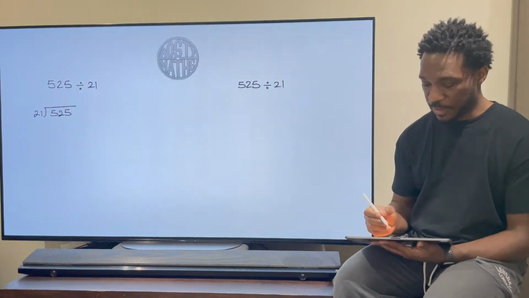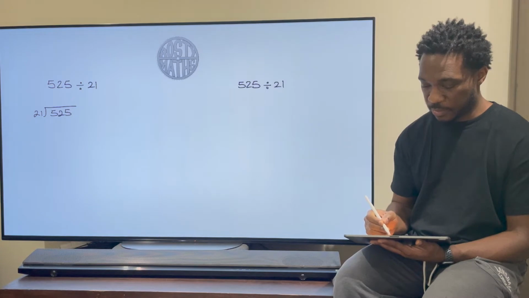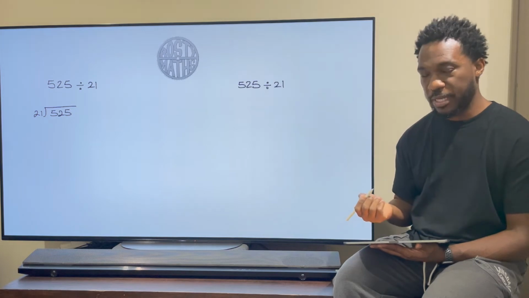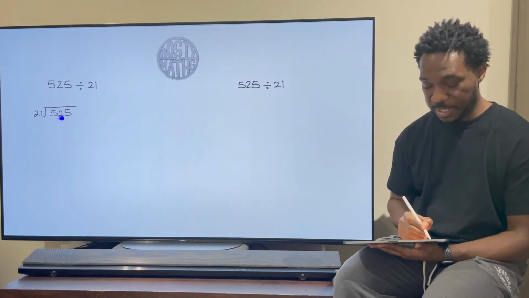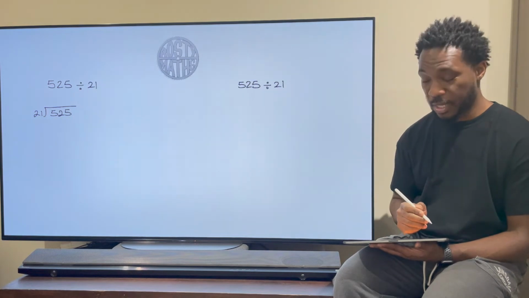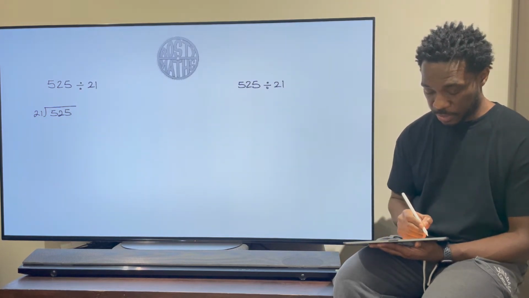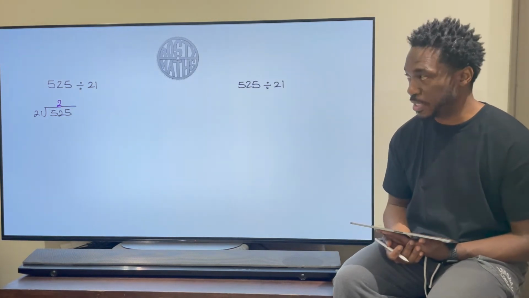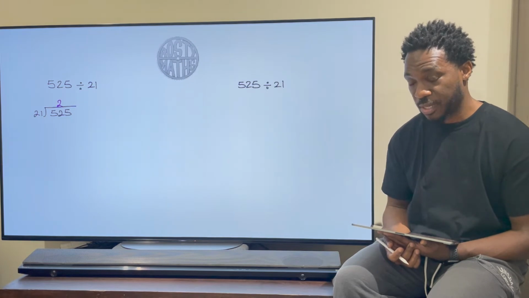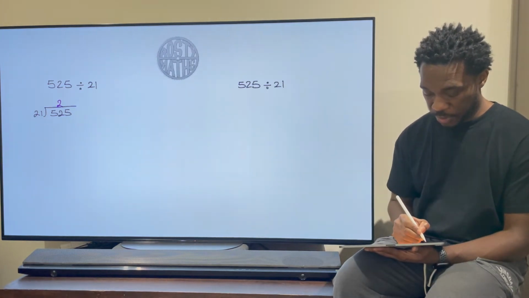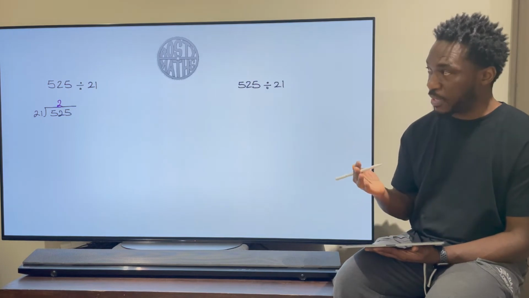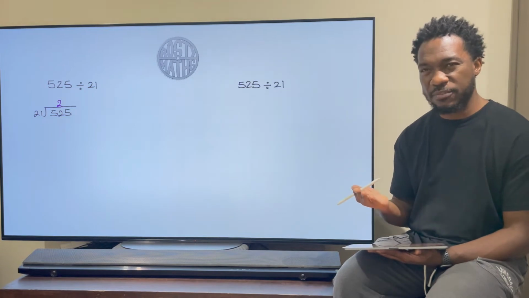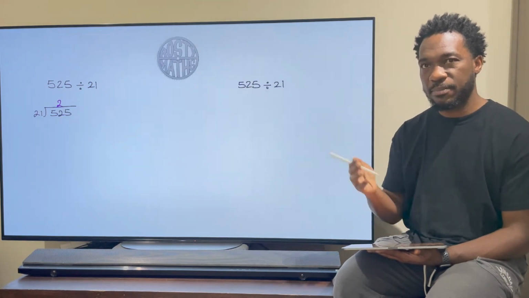So what we do then is we start looking first of all at the 5. Does 21 go into 5? No, so it doesn't go into 5. So now I check to see how many times 21 goes into 52. And we already know that 21 goes into 52 2 times. How do we know that? Because double 21 is 42. So now that I know it's 42, what have I got left over? Well, there are 10 left over, because 42 plus 10 makes 52.